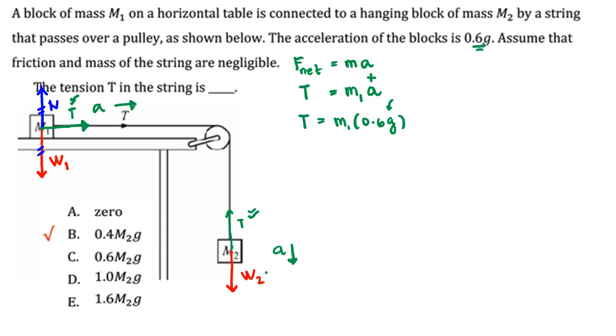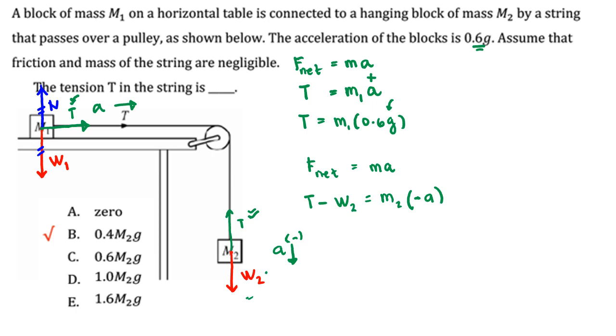Applying Newton's second law of motion for mass 2, F net is equal to m times a. We have tension going up minus the weight of m2, which is negative because it's going down, equal to the mass of m2 multiplied by the acceleration. This time, since the acceleration is going down, we consider it negative. If the object was going upward, the acceleration would be positive. Let's expand this.